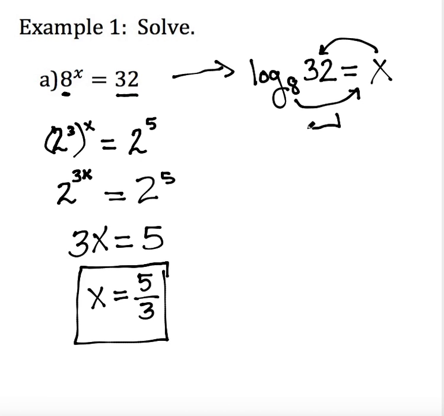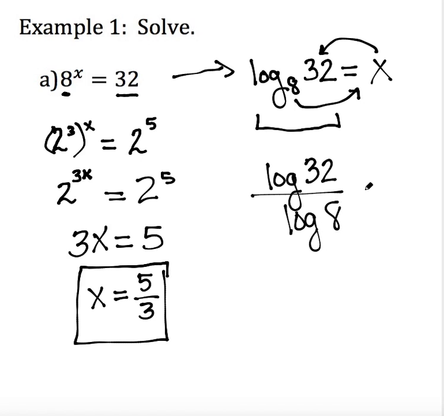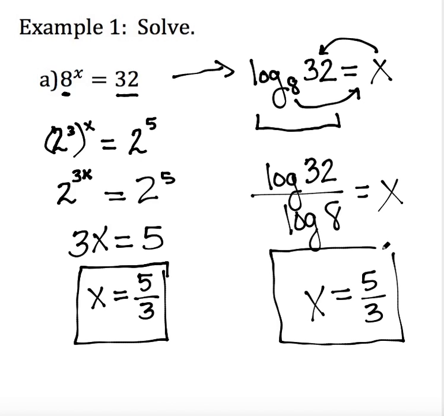Now, in the last section, I learned the change of base formula. So I can rewrite this as log of 32 divided by log of 8. When I type that in my calculator, I get x equals 5/3. So now you have two ways to solve the same problem.